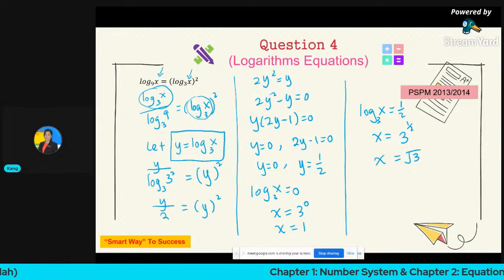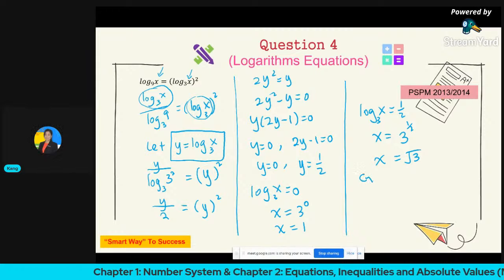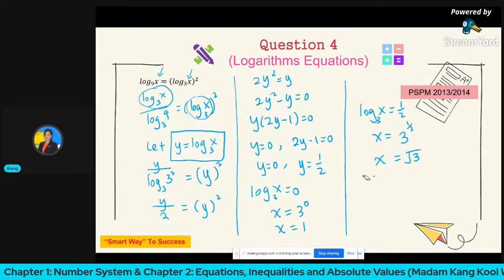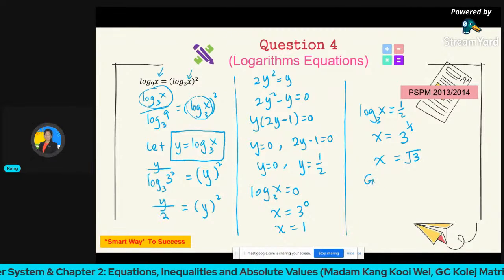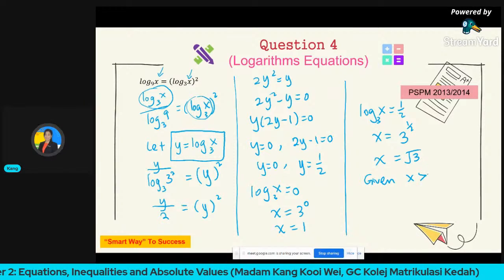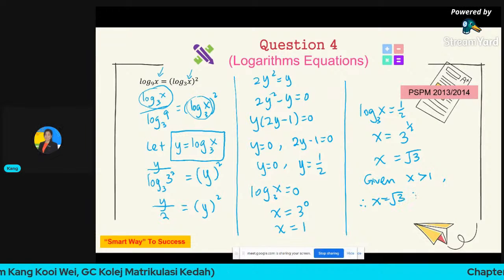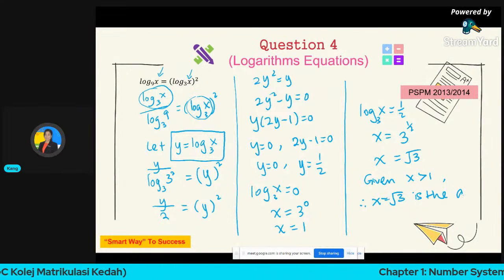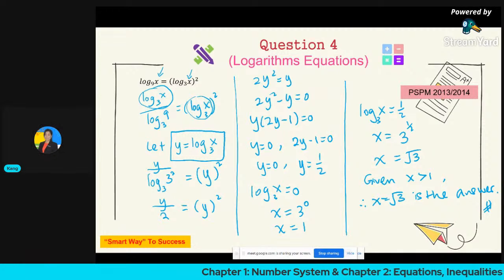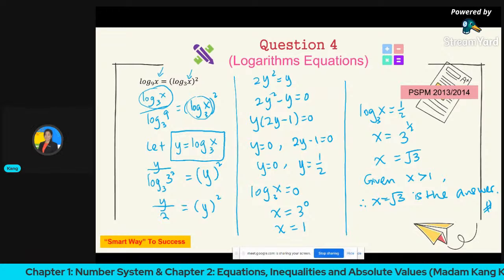x equals 3. Then since the question gives us the condition, the condition is x must be greater than 1. Since we are given x greater than 1, our x equals 3 is the solution. Only one answer, because the question already gave us the condition.